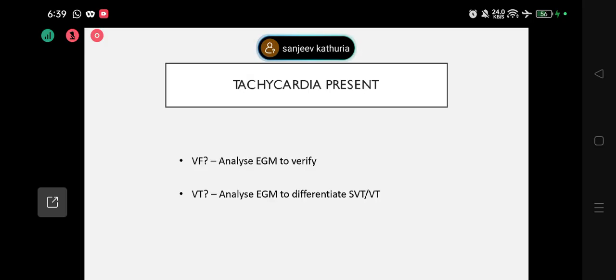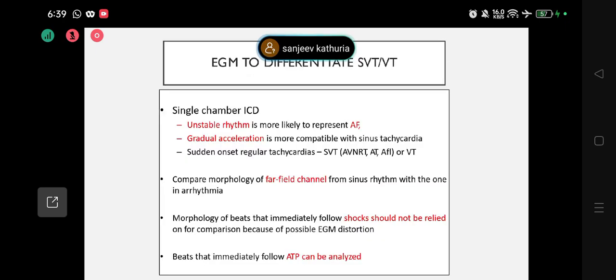How does the ICD work? First of all, it will see a template. If the rate is very, very high, it will analyze it as a VF. If the rate is in the zone of VT, then the first thing for it to do is differentiate SVT and VT. So what will it do? In a single chamber, it will see the rhythm. Is it becoming unstable? Common sense, becoming unstable, likely to be AF.